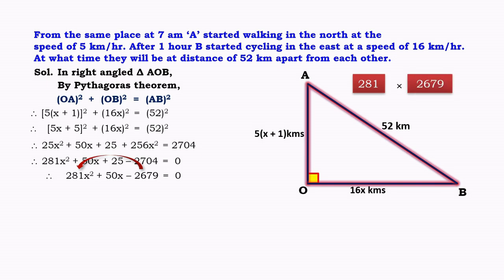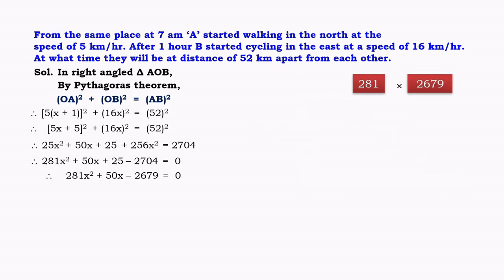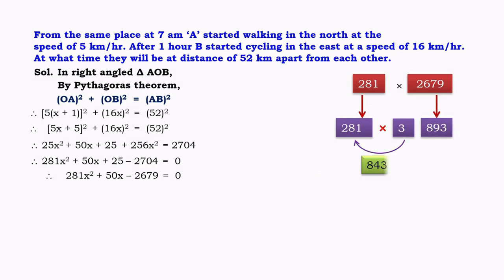Multiply 281 by 2679. This gives 750,999. Now, we need two numbers whose product is 750,999 and whose difference is 50. These numbers are minus 843 and plus 893.